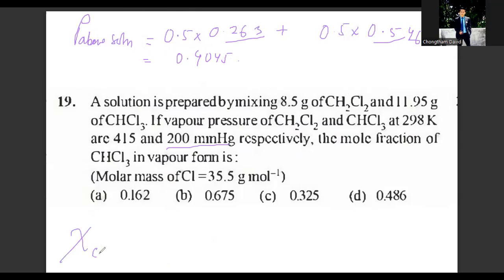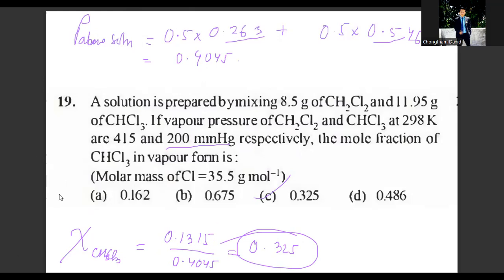Now the mole fraction of chloroform, CHCl3, in the vapor form would be 0.1315 divided by this vapor pressure. This is your Raoult's law. The answer for this question would be 0.325, so it's there in option C. The question is based on Raoult's law. I hope it's clear and understood.